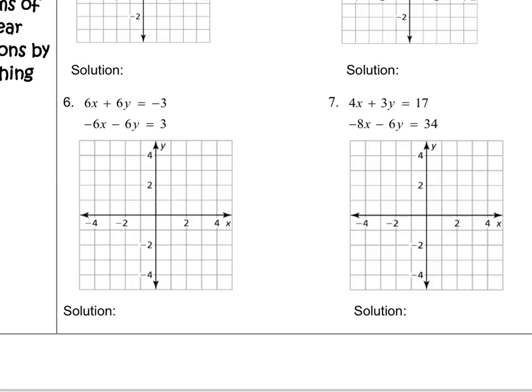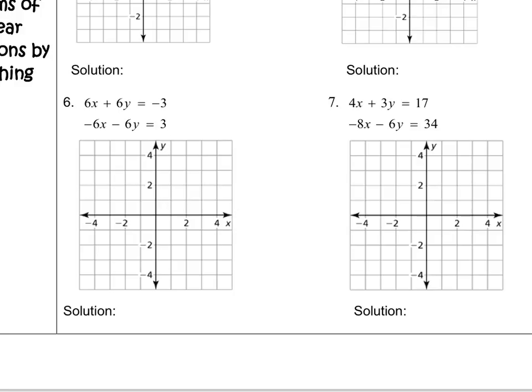Okay, welcome back to part 2 of the video. What we were doing was graphing lines and finding the solution to the system of equations. Now on number 6, they've given us two equations. They want us to graph them and find the solution.